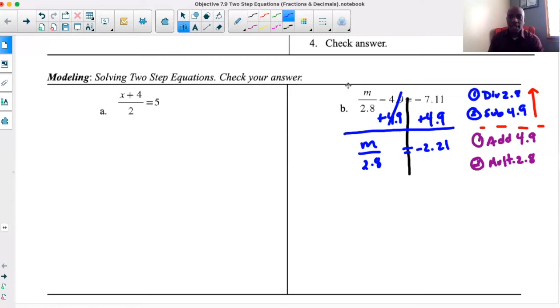Okay, the next thing I'm going to do according to my steps is multiply. I'm going to multiply this side and I'm going to multiply this side. Now, what am I multiplying by? 2.8.